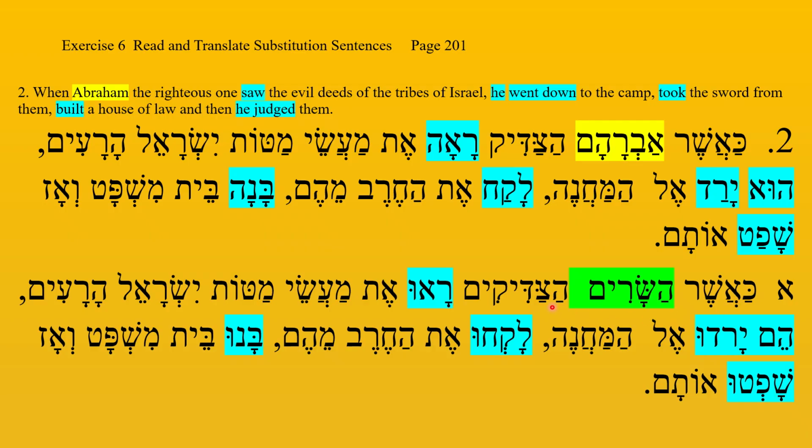So when the righteous chiefs, or the righteous commanders, or the commanders who are righteous, saw the evil deeds of the tribes of Israel, they went down to the camp and they took the swords from them. They built a house of judgment, and then they judged them.